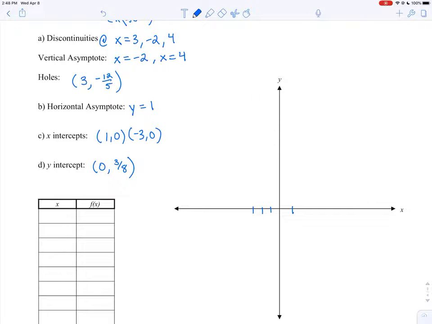So we got our -2 and x equals 4 as our two vertical asymptotes.